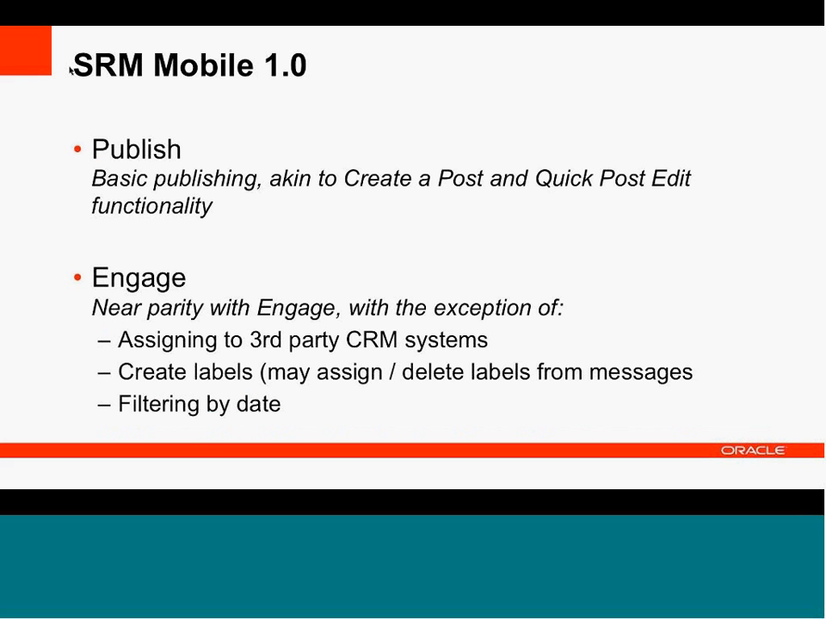SRM Mobile 1.0 encompasses publish and engage. These are two of the main pieces of functionality that we felt at Oracle were pertinent to organization success. Publish is going to give you the basic publishing functionality that we saw in the demonstration a couple weeks ago, and there are a few other advancements as well, but basically publish to all your own social media channels, scheduling and so forth.